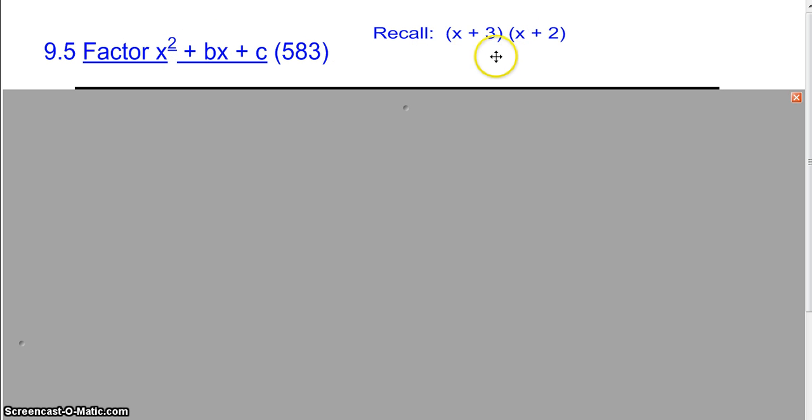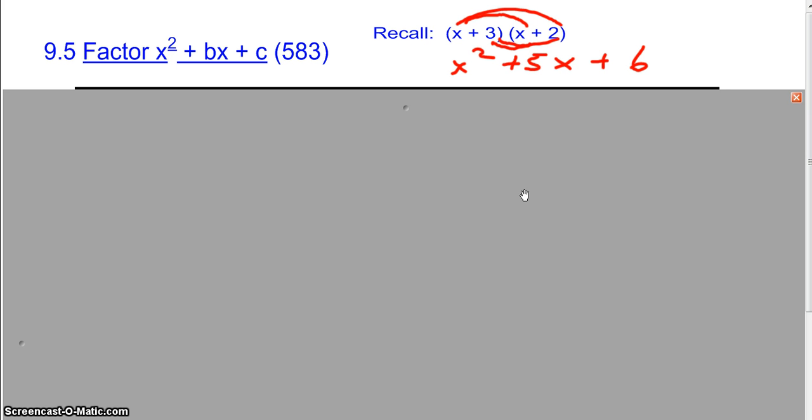So recall two binomial factors, this expression, x plus 3, x plus 2. What is the acronym we use to find the product? FOIL. So let's do it. When we FOIL this simple basic pair of binomials, we get x times x, which is x squared, and then we get x times 2, 2x, and inside we get 3x, so 2x plus 3x is 5x, and then last terms give us 6. Good job.